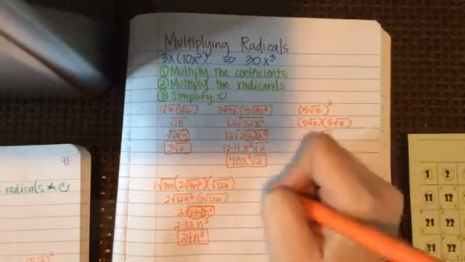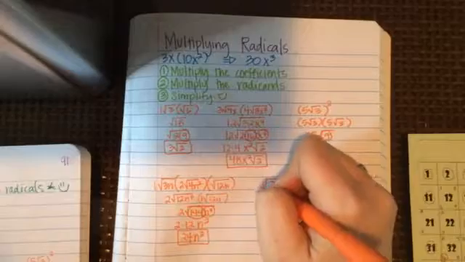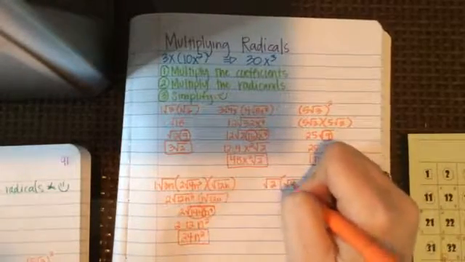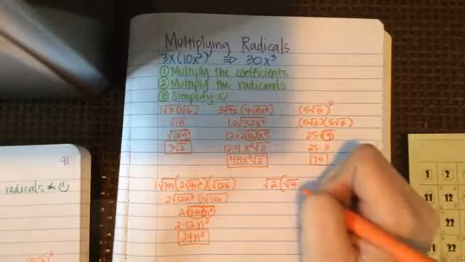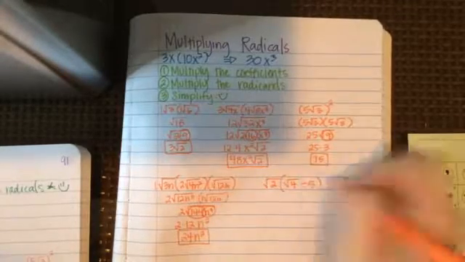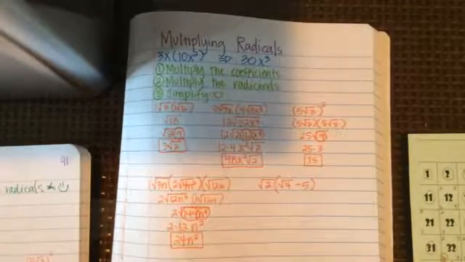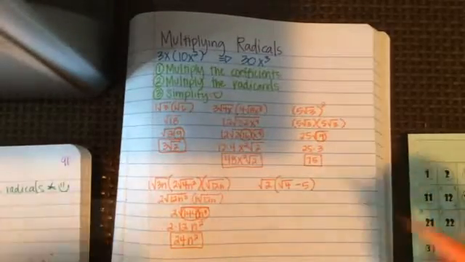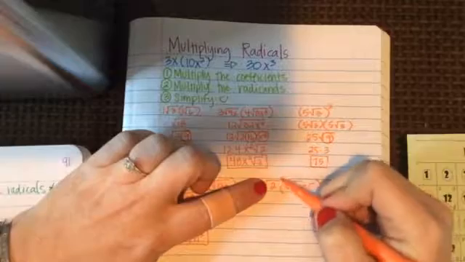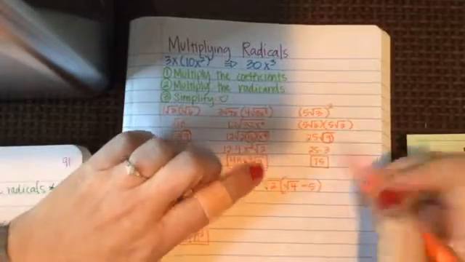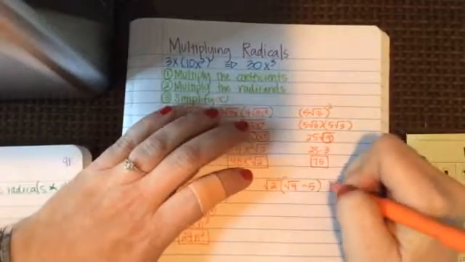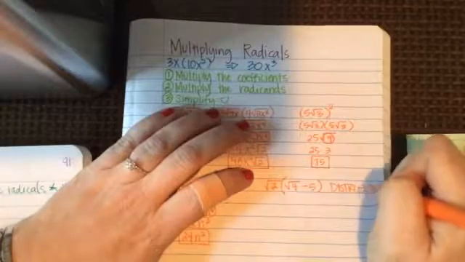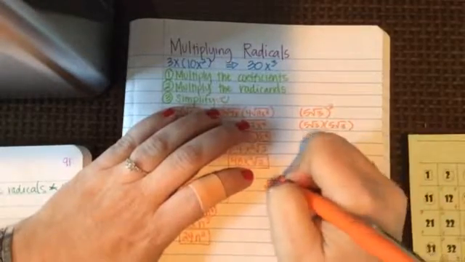All right, let's go back a little bit in our memory. What if I had radical 2 times the quantity, radical 4 minus 5? You may be thinking to yourself, what are you doing, lady? But remember, if this was just 2 parentheses x minus 5, how would you do this problem? You'd distribute.